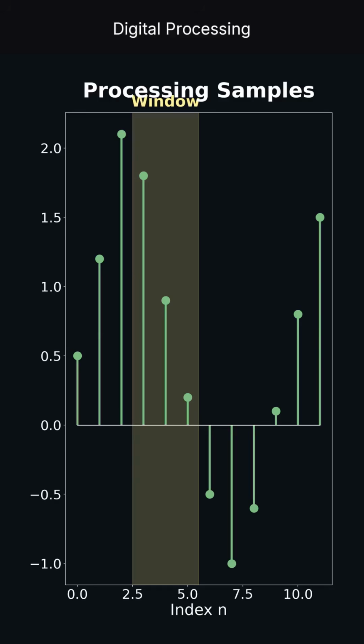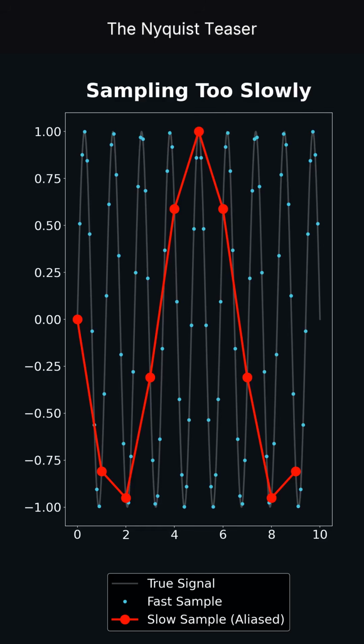We can easily slide a mathematical window over these discrete samples to compute moving averages, filter out noise, or detect patterns. But there is a catch. If our sampling process is too slow, we will completely miss the true shape of the original wave, an effect known as aliasing. We must always sample fast enough to capture the real details.